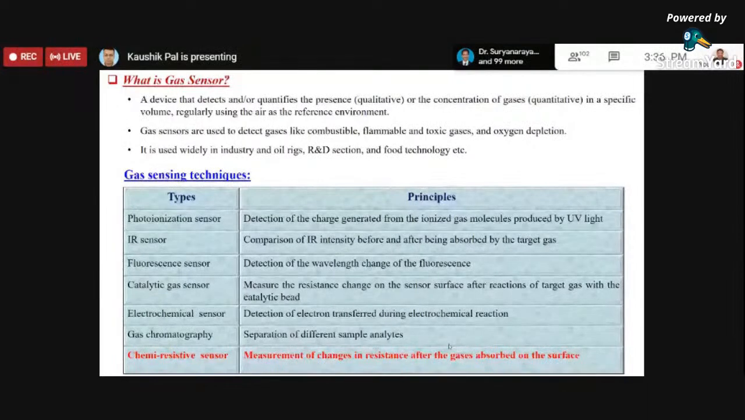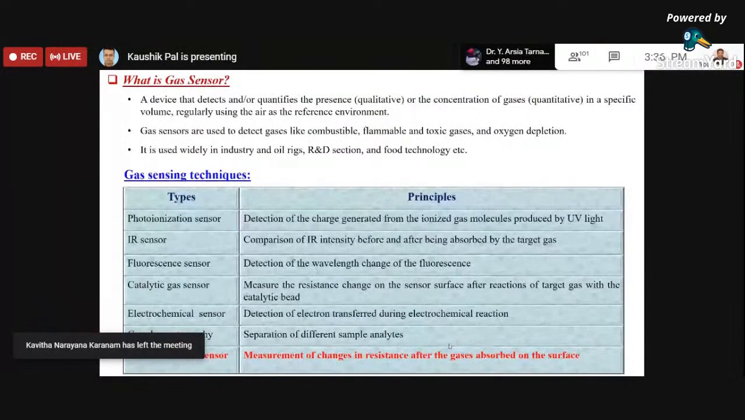Basically, we have worked on the chemiresistive sensor, which measures changes in resistance after gas is adsorbed on the surface itself. There are so many gas sensing techniques, but our sensor works on the chemiresistive type. Chemiresistive means that when you put the sensor in and inject a certain kind of gas, or the gases are present in the environment, the resistance will change, because it totally depends upon the adsorption. So it measures changes in resistance.